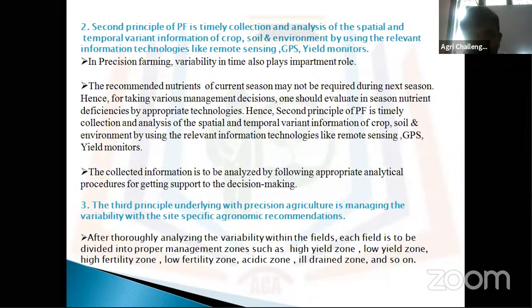The recommended nutrients of the current season may not be required during the next season. You just observe in the rice-wheat cropping system, we suggest phosphorus for any one of the crops. Whatever phosphorus we applied for paddy is sufficient for wheat. Sometimes whatever nutrients are recommended in kharif are not required for your Rabi. Hence, for taking various management decisions, before applying a particular fertilizer or management practice, we have to consider all this.